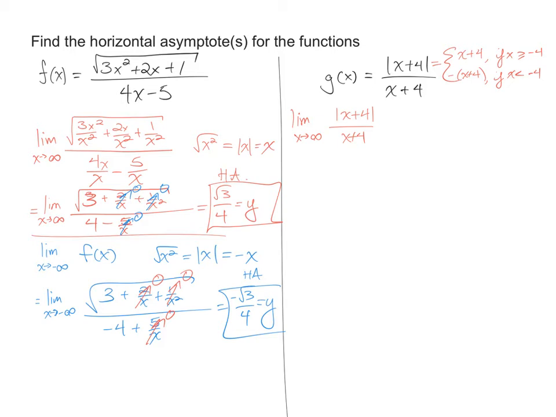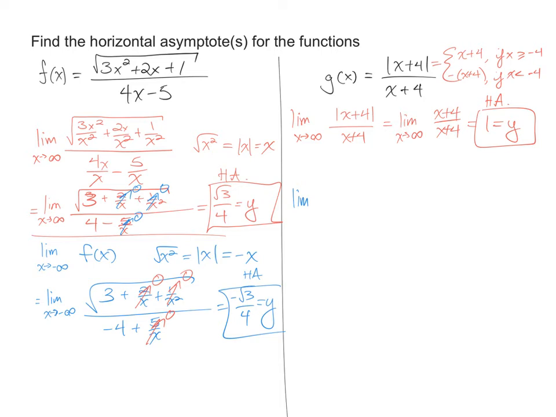So, since this is going to positive infinity, those are numbers that are bigger than negative 4. We're going to replace this absolute value of x plus 4 with this top function, positive x plus 4. So this is the limit as x approaches infinity of x plus 4 over x plus 4, which is 1. And that's equal to y. That's one horizontal asymptote.